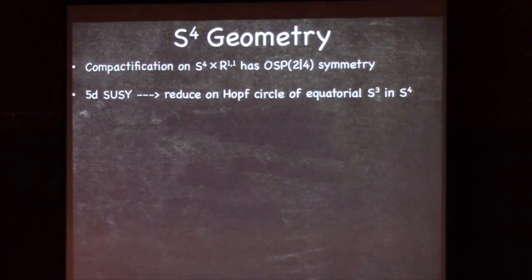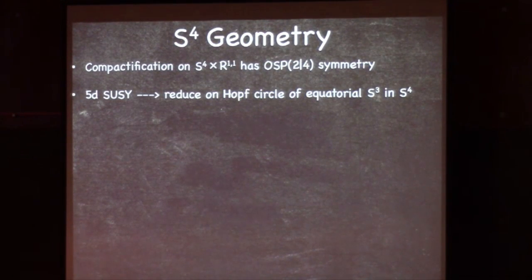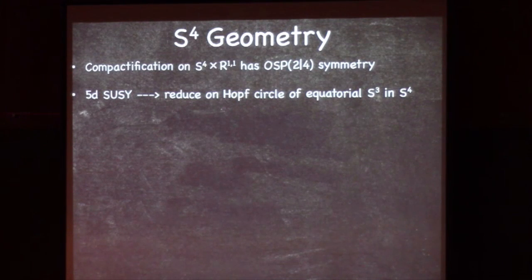Okay. So now let's get more specific. In order to get more specific, we're going to have to develop a point of view on the 4-sphere. So I'll start in 6 dimensions with compactification on S4 times 2D Minkowski space. Notice here that I've replaced the Riemann surface by the 2D Minkowski space. That's because I'm interested in determining the effective field theory, so I might as well ignore the topology of the Riemann surface. This compactification has OSP(2|4) symmetry, and we want to reduce to 5 dimensions in a way that preserves some of that supersymmetry.